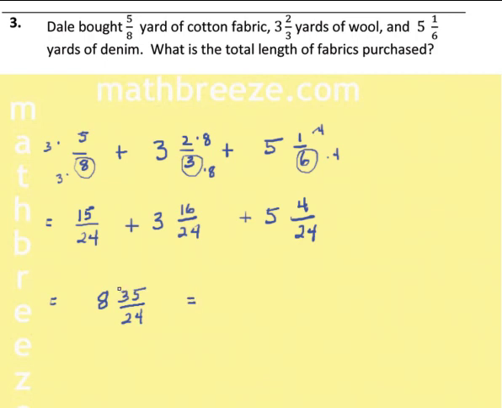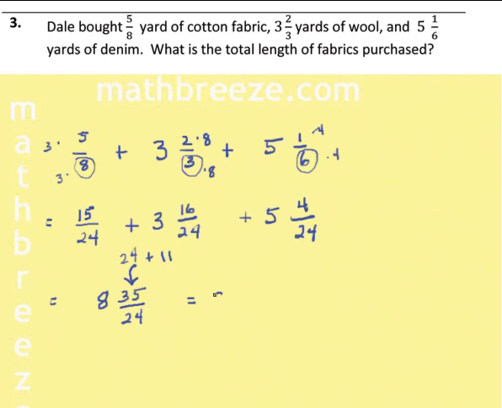Now, this is an improper fraction, numerator larger than the denominator. This 35 is actually 11 more than 24. Okay, so 35 is 24 plus 11.